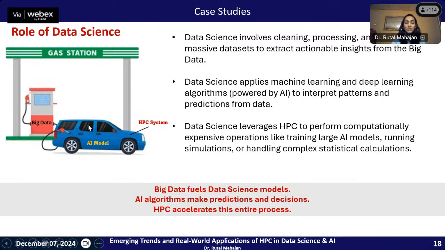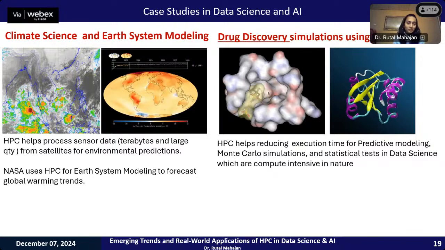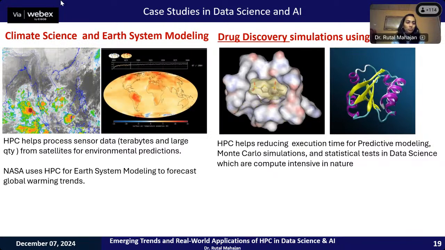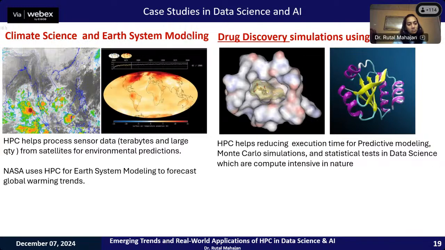Big data fuels these data science models, and AI algorithms make predictions and decisions. And HPC, the engine of this car, accelerates this entire process to get actionable insights from this big data. So let's see the different case studies in data science and AI. The first one we can see over here is climate science and Earth system modeling.